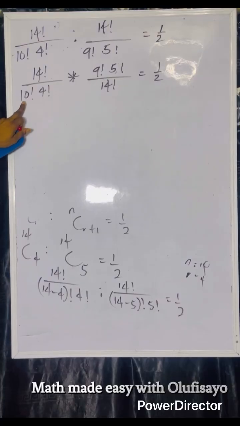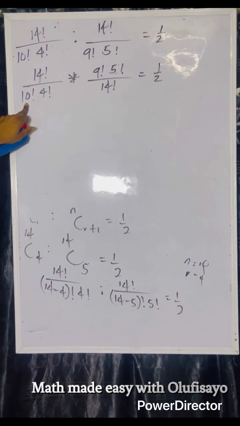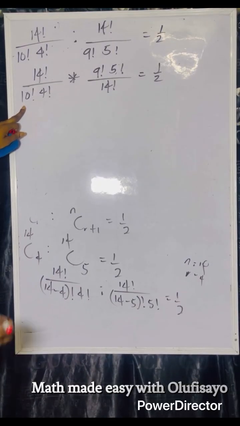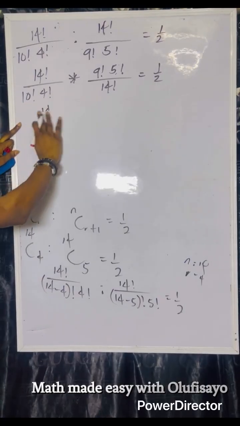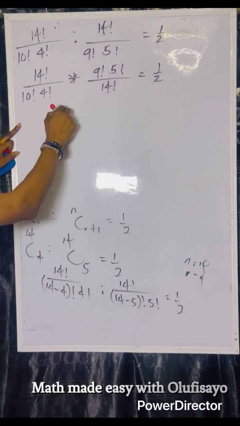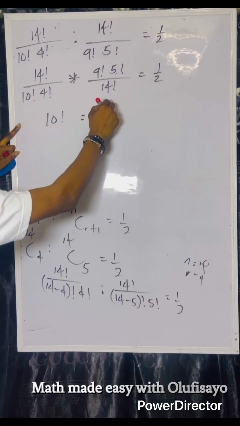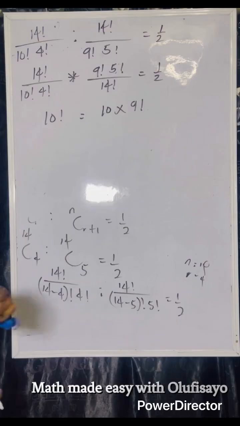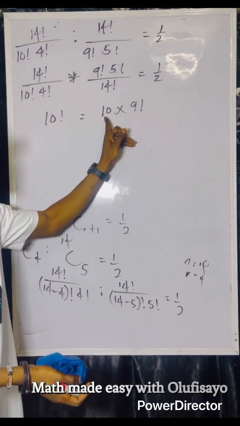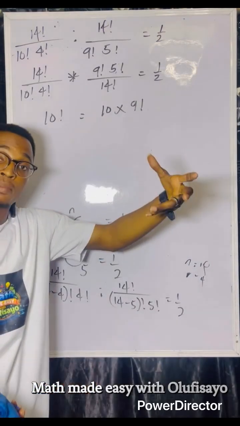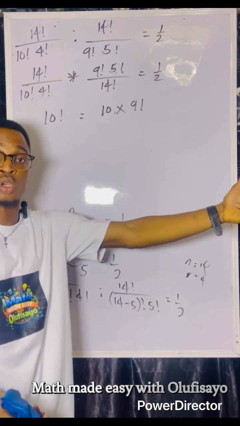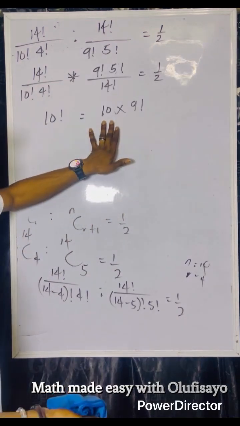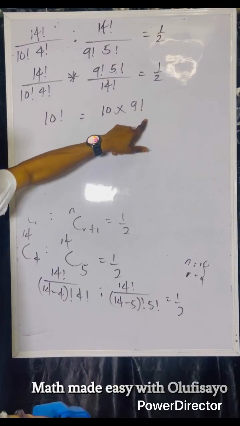Now, if I should expand this guy, 10 factorial simply means 10 multiplied by 9 factorial. Do you agree with me? Yes. Because 10 factorial is 1 multiplied by 9 multiplied by 8 up to 1. Now I can easily expand this to give us 10 multiplied by 9 factorial.